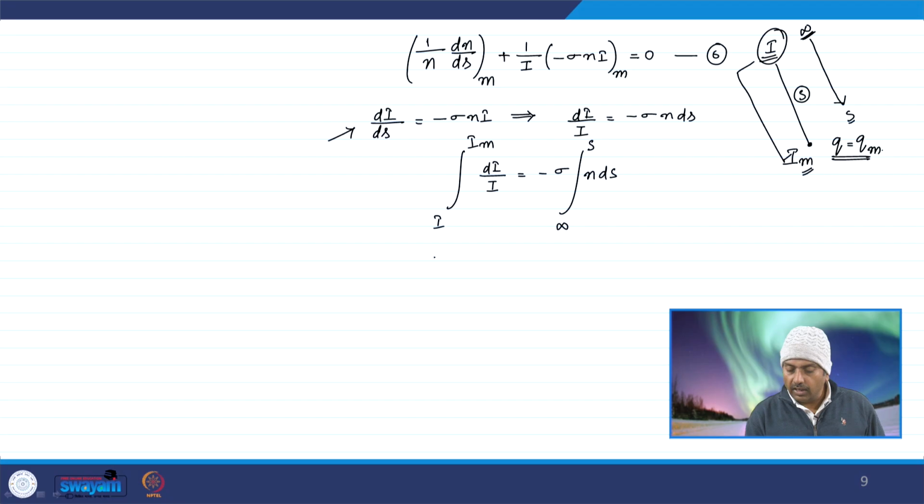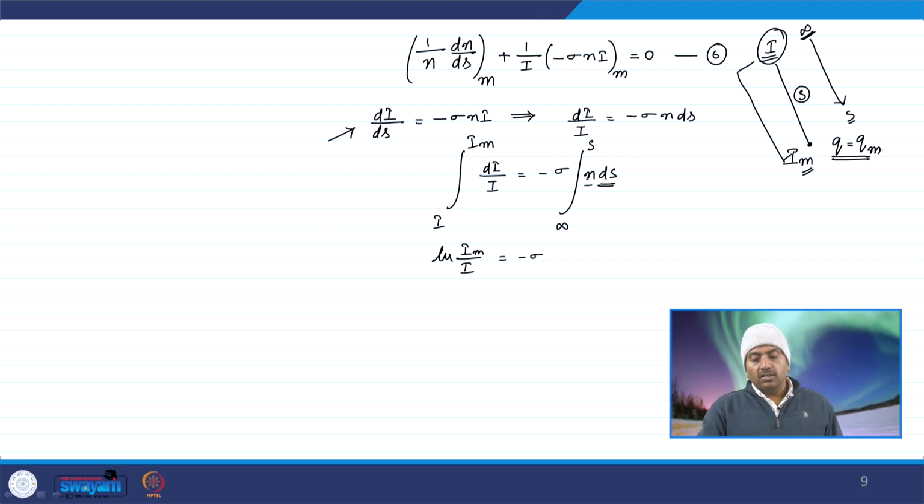If we do the integration, then we can write ln of Im by I equals minus sigma times the integral of n ds. Okay. So, n is the number density and ds is the distance. We can call this product, the integral of n ds, as capital N at an angle chi. Let us call this expression 7a.